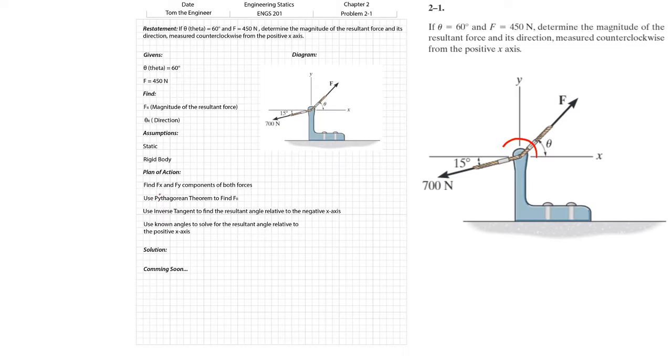So we're going to find the Fx and Fy components for each one. Use the Pythagorean theorem to find Fr, which you'll see how that works out. Inverse tangent formula to solve the angle between the force resultant and the negative x-axis. And then finally, we'll want to use some geometry skills and some common knowledge to find the angle between our force resultant and the positive x-axis. And the solution, obviously, we're about to find that out.